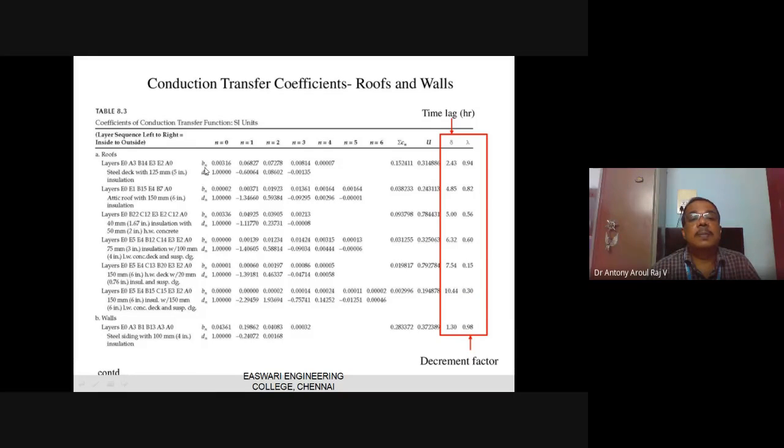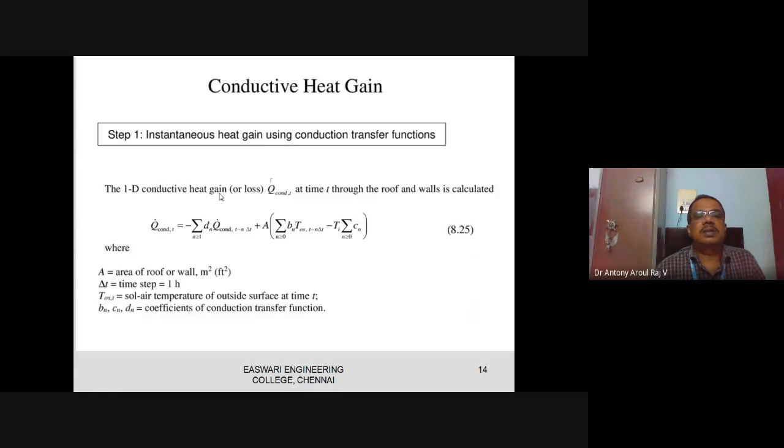So what is B? This is B naught, B1, B2, B3, B4, and D naught, D1, D2, D3. The summation of Cn is given totally put together. Based on this, how will you calculate? You have to go to this equation. This is the equation you have to solve.